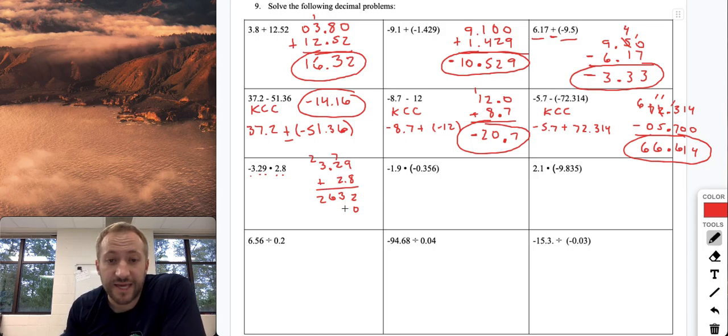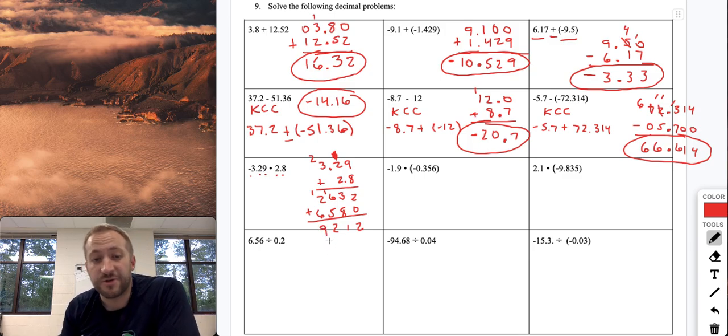2 times 9 gives me 18. Carry the 1. That's a 1 now. 2 times 2 is 4 plus 1 gives me 5. 2 times 3 is 6. I add these up. 2, 11, carry the 1. 11 plus 1 is 12. Carry the 1. 8 plus 1 is 9.